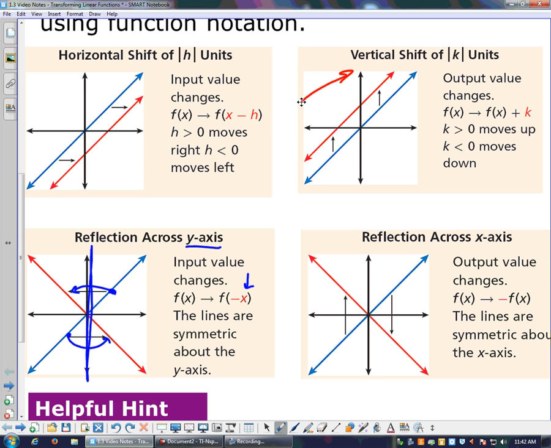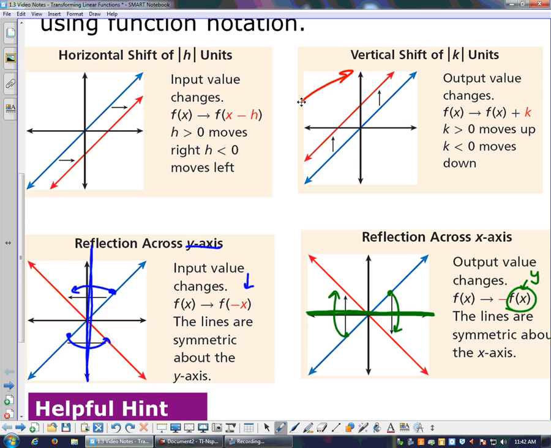If you reflect across the x-axis, so we'd kind of fold our graph in half right here, a point above will come down below, a point below will come up above. So the output, the y values, change. So you're actually going to put a negative out front of the entire function, because remember, f of x is just a different way to write y. So we would make everything in the function negative, or opposite sign of what it has. So these lines would be symmetric about the x-axis.